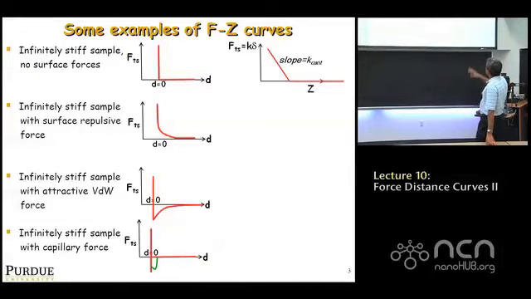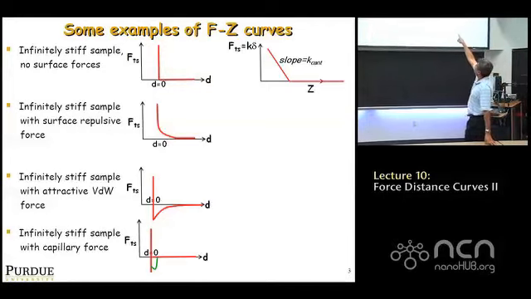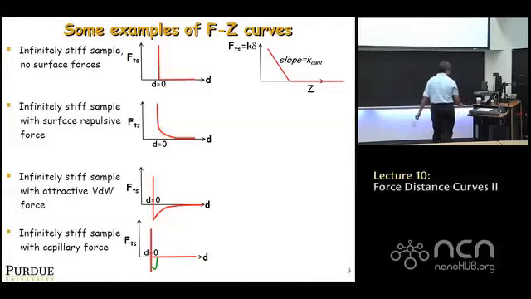So this hopefully illustrates to you that when you do an FZ curve in experiments, you get the right-hand curve. Your interpretation of it should be on the left, FTS versus D. Completely different, okay? Let's look at the second example.